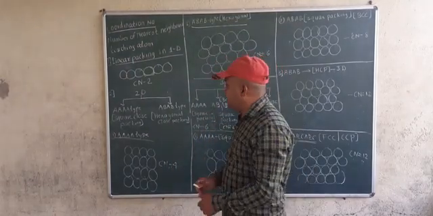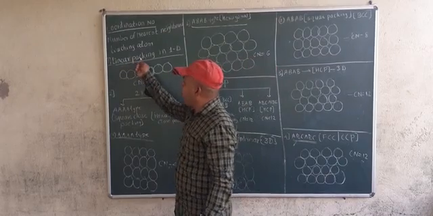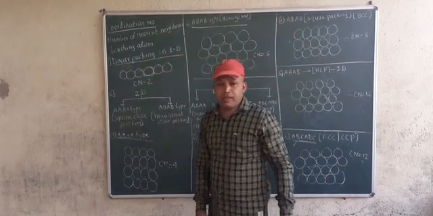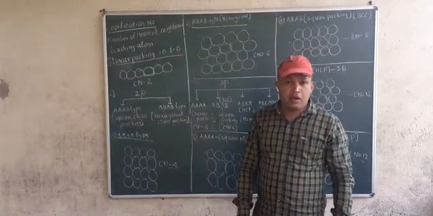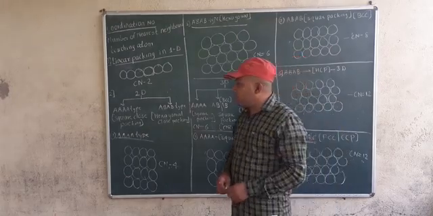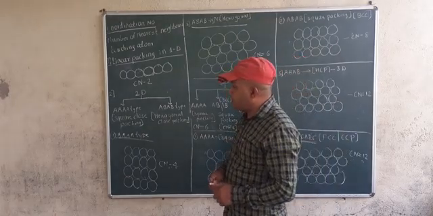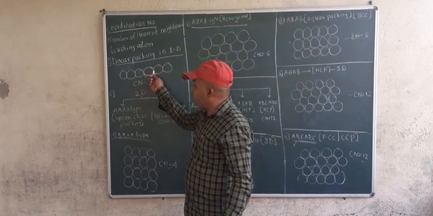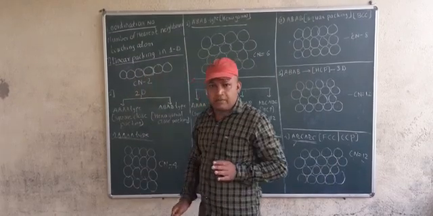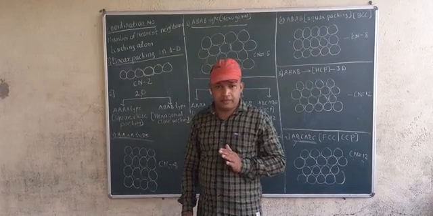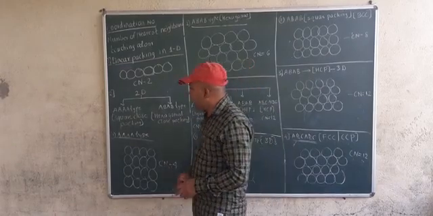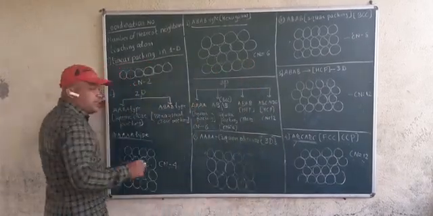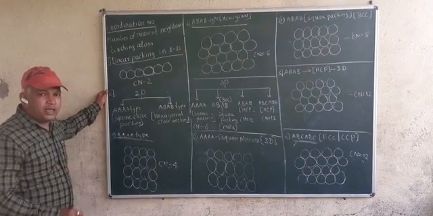Okay, so let us take an example. Linear packing in 1D. 1D means one dimensional. Now what is this linear packing in one dimensional? Suppose I draw many circles here in a single line, means suppose in x-axis. Now tell me, each circle is touching how many other circles?